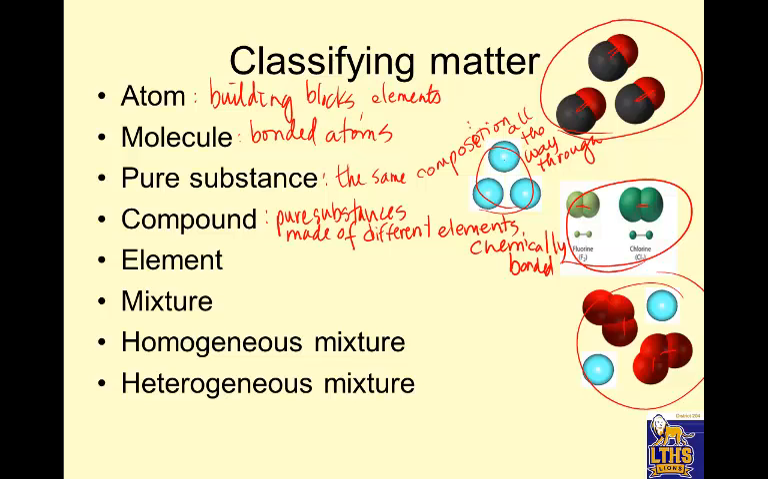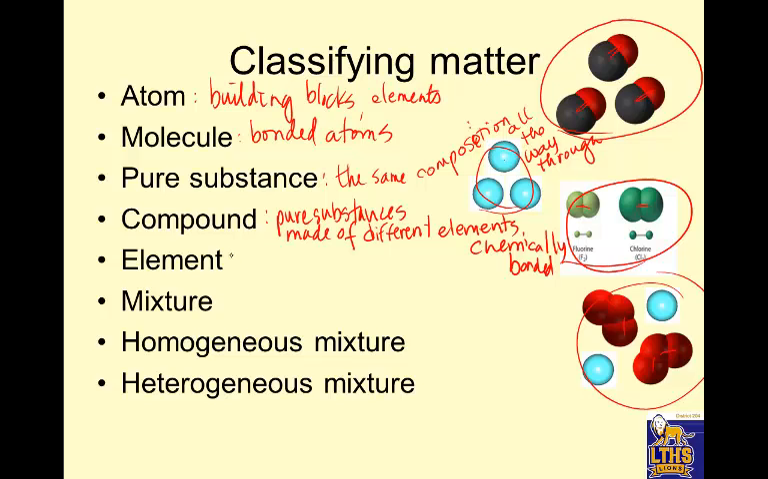So let's see if we have an example here. If we look at this, we see this is one kind of element, this is another kind of element, this is a chemical bond. So this represents a compound because each piece of it is exactly the same, so it's a pure substance. But the kinds of elements in that pure substance are chemically bonded.